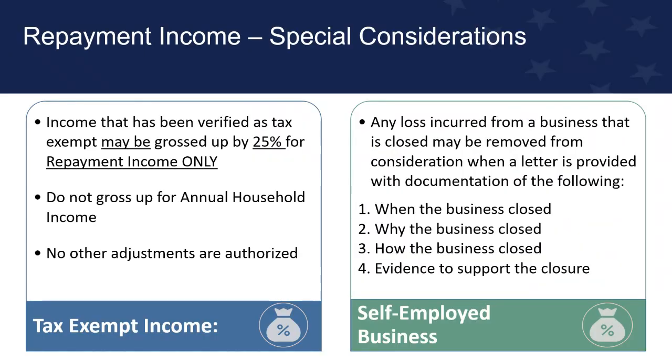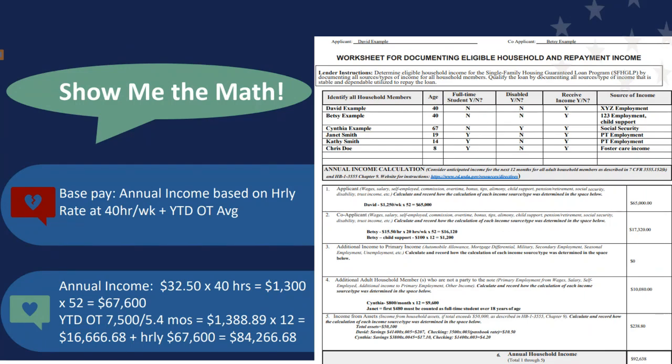Any income that is tax exempt may be grossed up by 25% for repayment income only. It is not allowed to be grossed up for annual income. And you can remove any losses from a business that has closed as long as you can provide the necessary documentation. Okay, that was our review of the annual, adjusted annual, and repayment income.